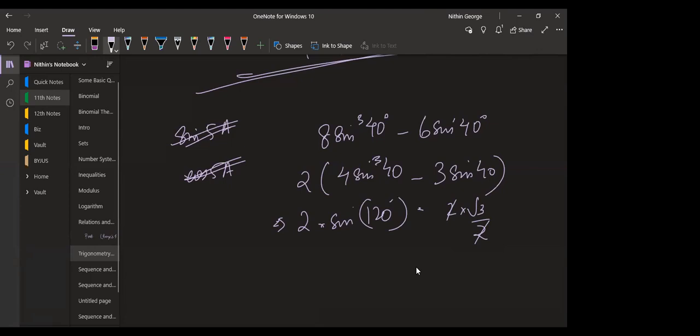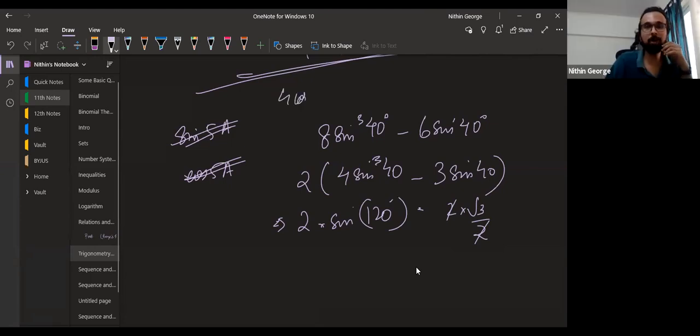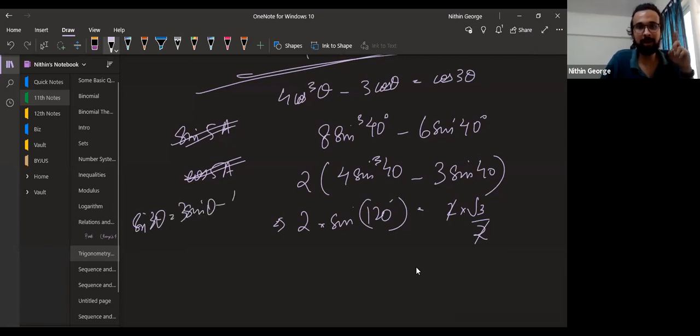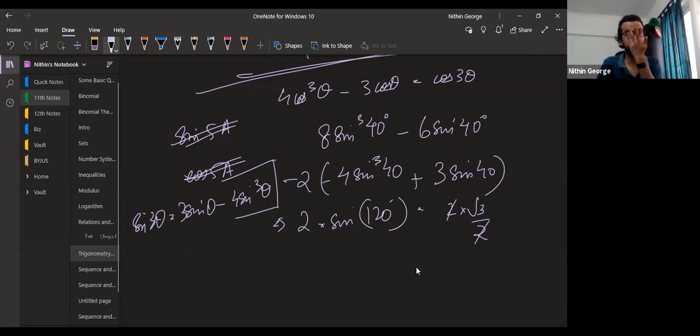Take minus 2 out. 4 cos cube theta minus 3 cos theta is cos 3 theta. But sine 3 theta is 3 sine theta minus 4 sine cube theta. Guys, this I was telling to myself, not you guys. So sine 3 theta is 3 sine theta minus 4 sine cube theta. So it was basically taking minus 2 out here. That's right. So here you get minus 2 into root 3 by 2. Minus root 3 will be our answer here.